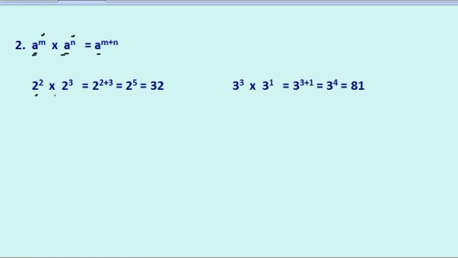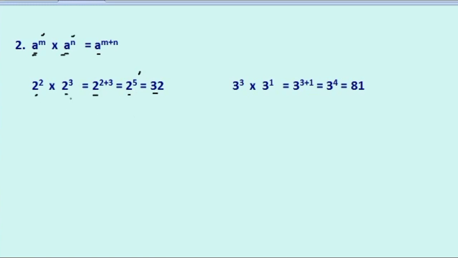2 raised to the power of 2 into 2 raised to the power of 3. So the base is 2. Okay, 2 square into 2 cube. What do we do? Just keep the base the same, 2. Our base will be the same. Add the powers, 2 plus 3. So this becomes 2 raised to the power of 5. Okay, 2 raised to the power of 5 is 32.